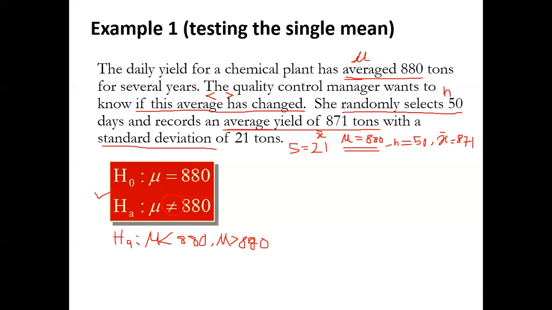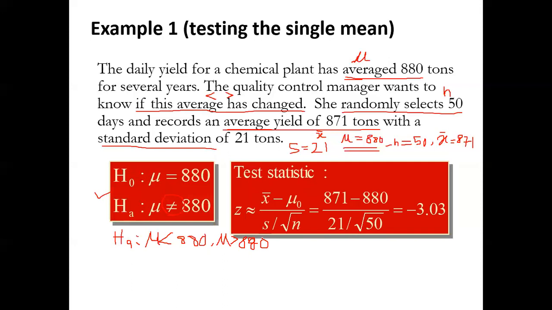So that is the first step. And the second step is we are going to test the statistic. So based on these situations, it refers to the single mean. So this is the formula for single mean.